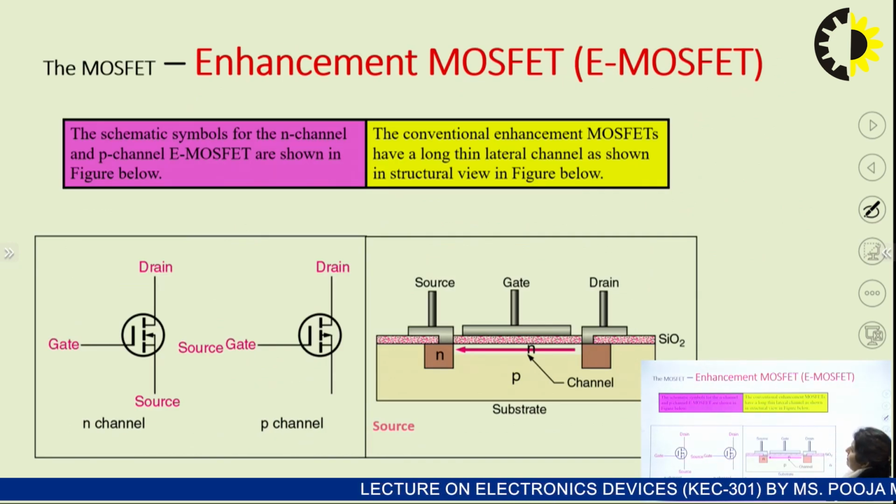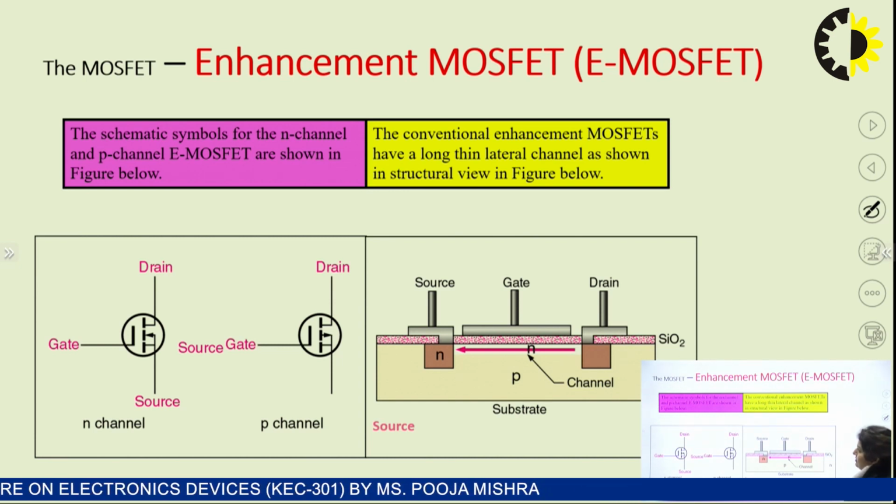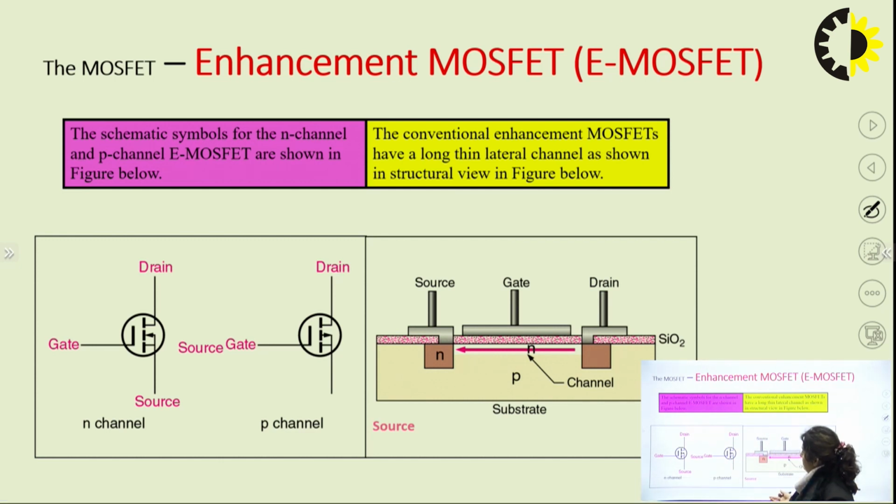So next we have the MOSFET, which is the enhancement type of MOSFET, also known as E-MOSFET. The schematic symbols for the N channel and P channel E-MOSFET are shown in the given figure just below, and we have the current direction, because for the N channel the current is inward and for the P channel the current is outward.